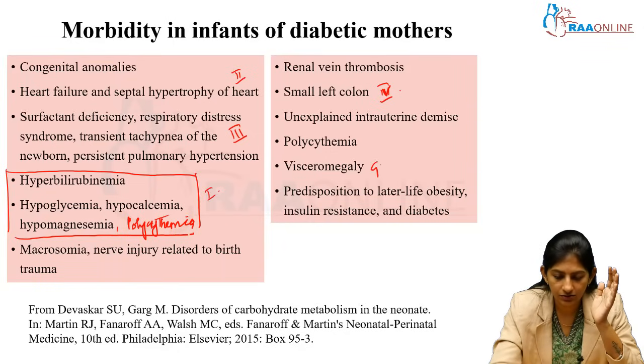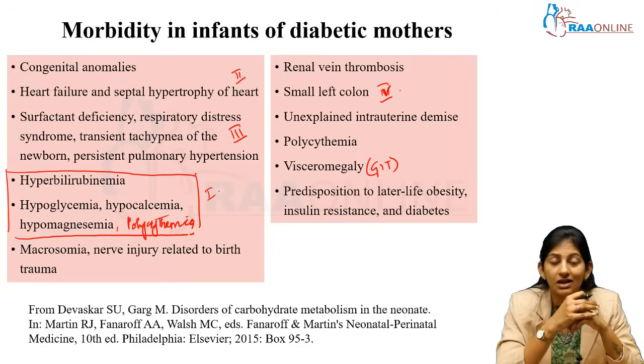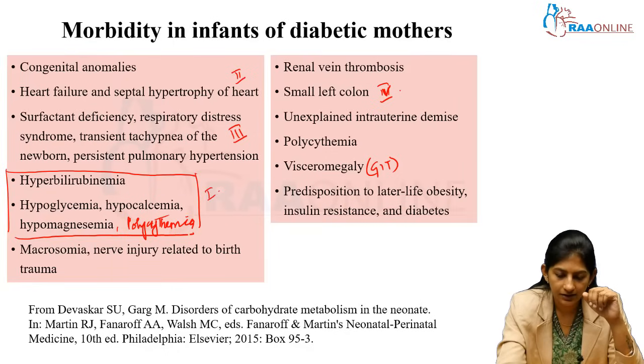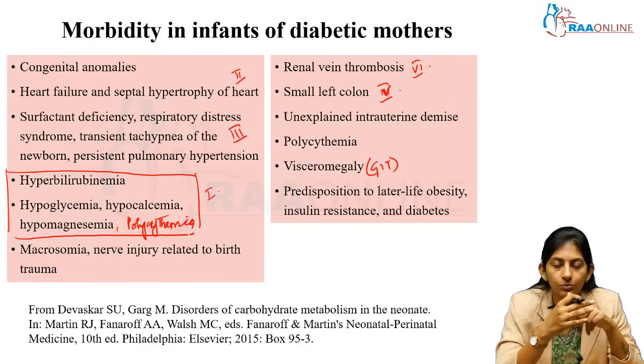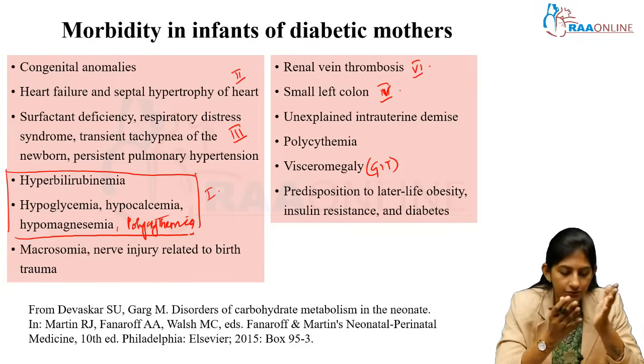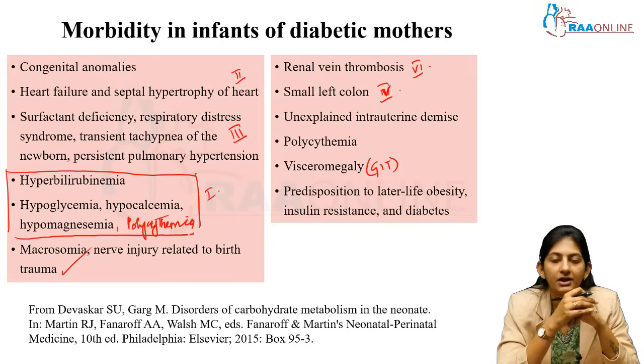So this is also included in GIT. Hepatosplenomegaly can be there, renomegaly can be there in these infants, and renal vein thrombosis secondary to polycythemia is also possible. And of course, birth defects I have told already. So it doesn't stop here.